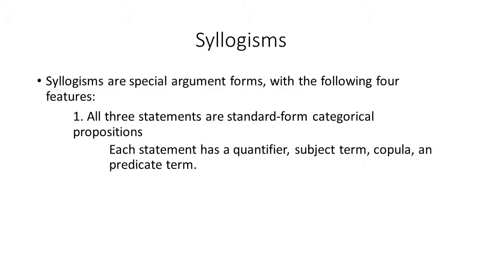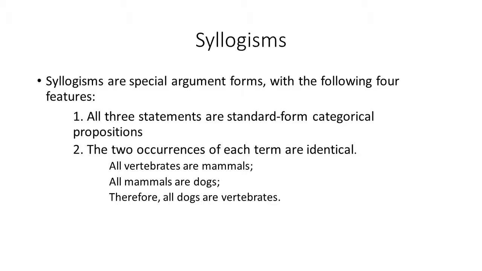So, the first feature of syllogisms: all three statements are standard form categorical propositions. This just means that each statement has a quantifier out front, followed by a subject term, followed by the copula, are or are not, and a predicate term. So the quantifier is what? Either all or some. The copula is are or are not. So three statements, two premises and the conclusion.